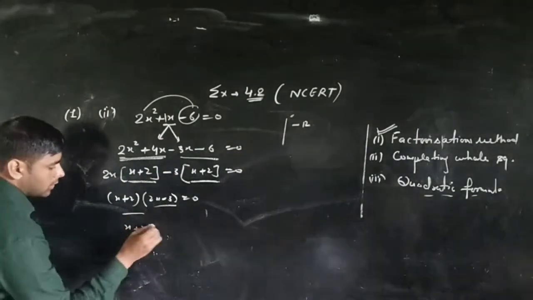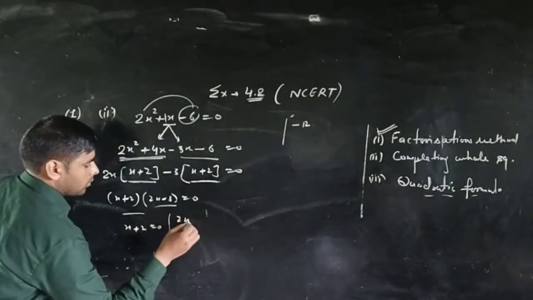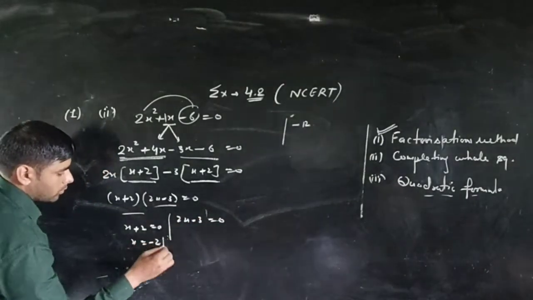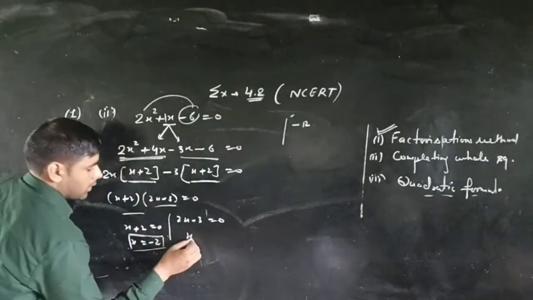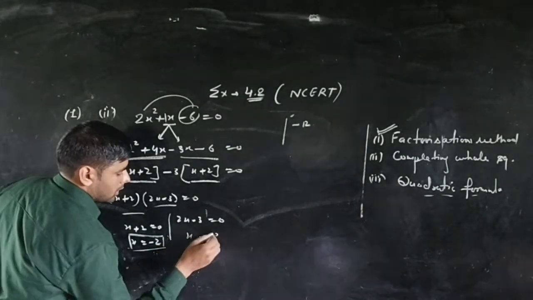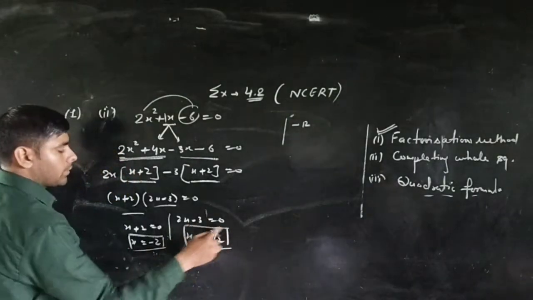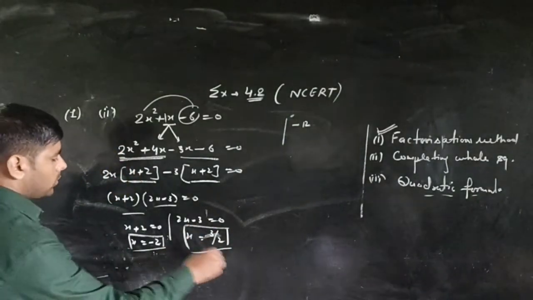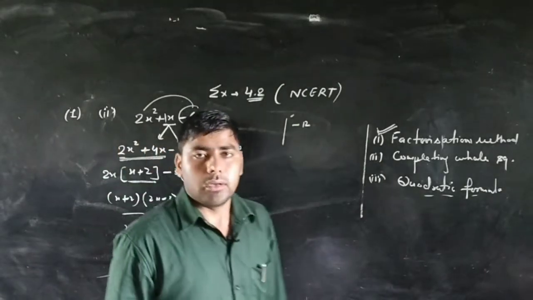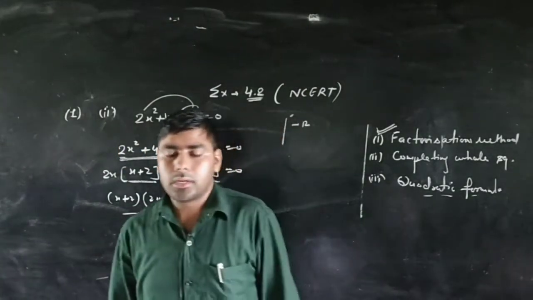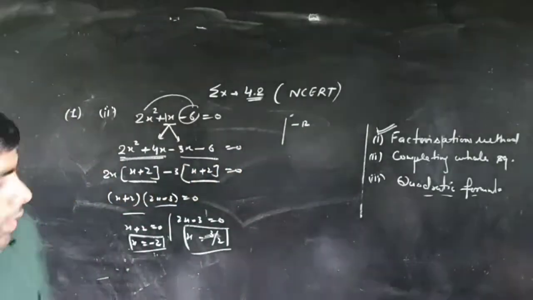So x plus 2 equal to 0 and 2x minus 3 equal to 0. From here, x equal to minus 2, and from here, x equal to 3 by 2. This minus 2 and 3 by 2 are the roots, or you can say solutions, of the given quadratic equation.